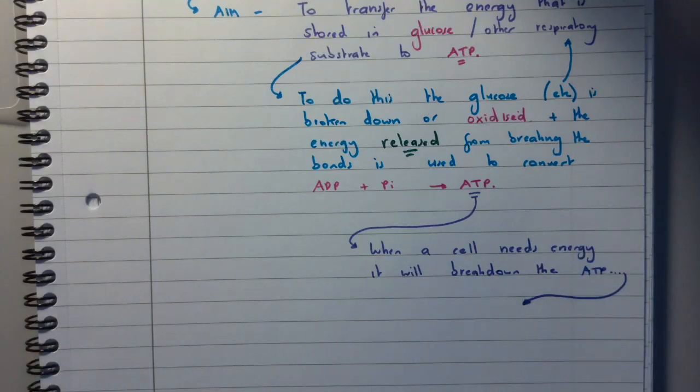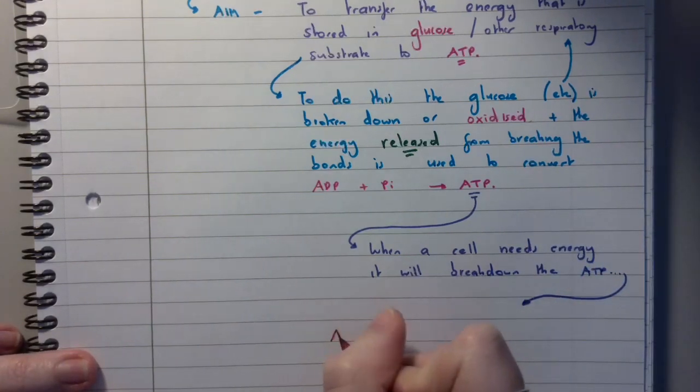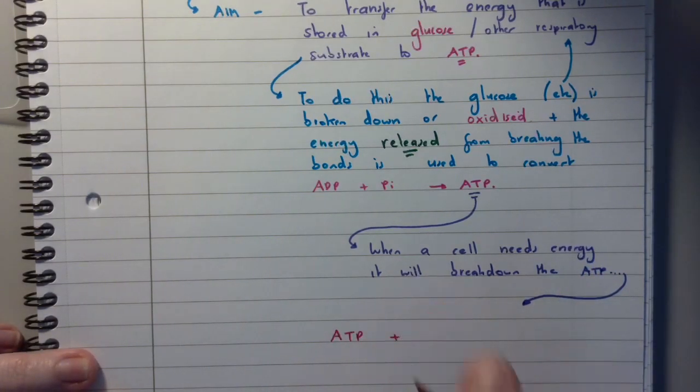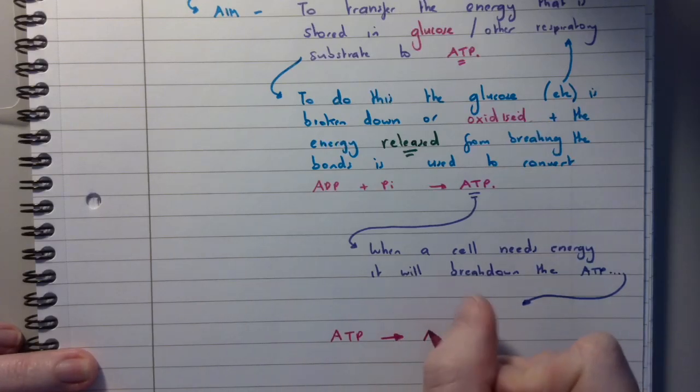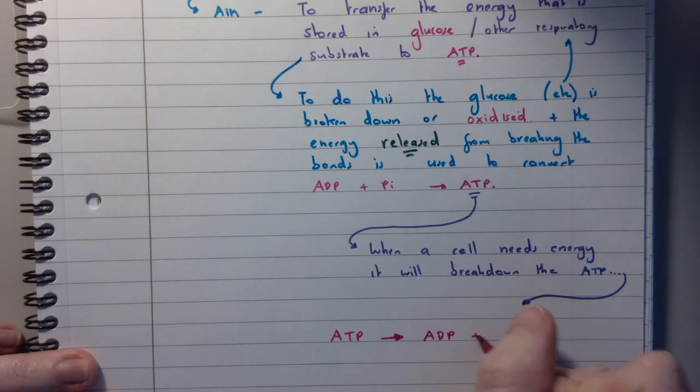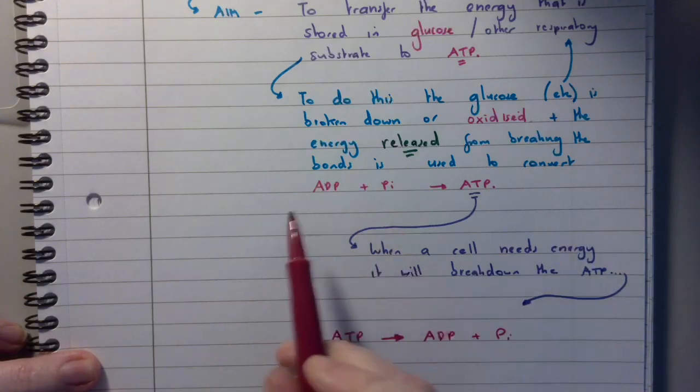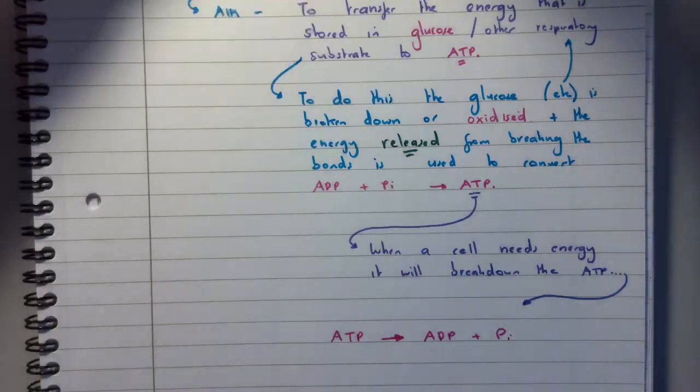So you've got ATP, and that's supposed to be an arrow. I'll do an arrow like that, and you go to ADP and Pi. So it's literally the opposite of how we're making it. Now we're going to do the opposite and break it down.